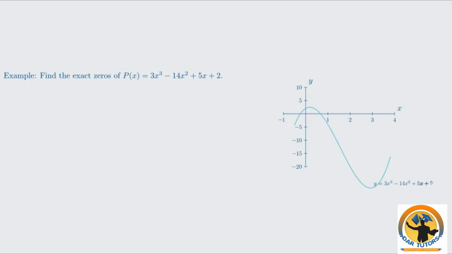We'll find the exact zeros of p of x equals 3x cubed minus 14x squared plus 5x plus 2. Our goal is to find the exact zeros of this cubic polynomial. Step 1. Use technology. If we graph this function, we can see that it crosses the x-axis at approximately 0.6666667. This decimal approximation is a strong hint that the exact zero is the rational number 2/3.